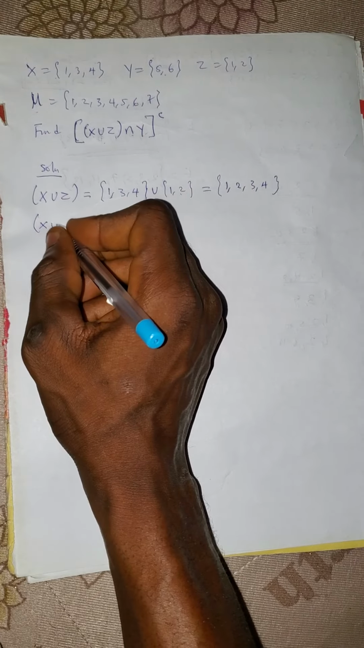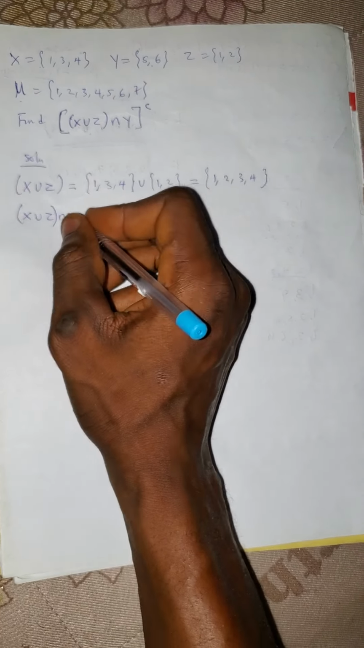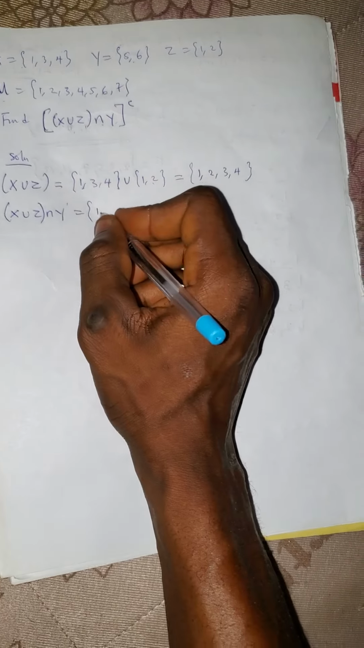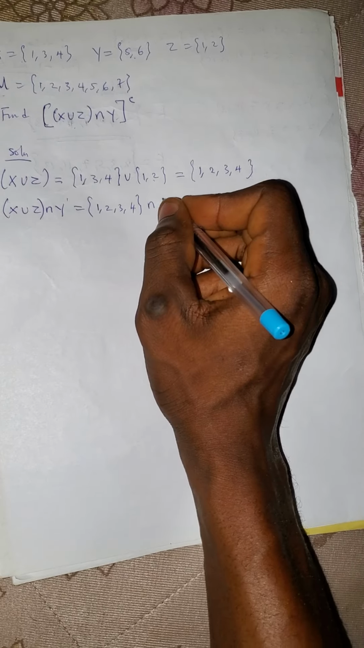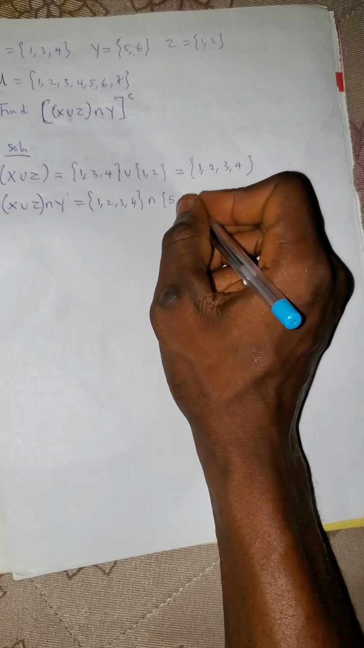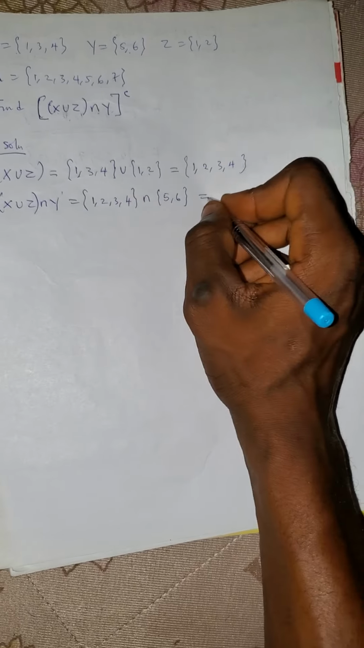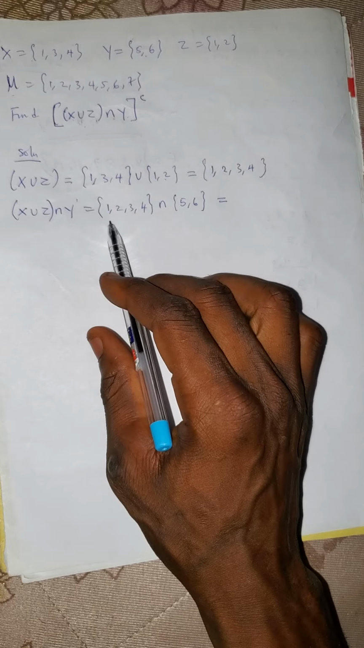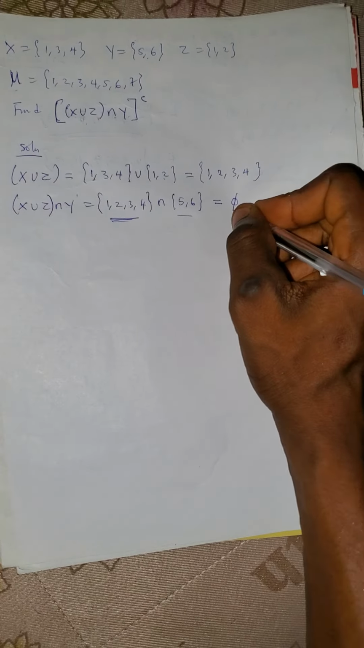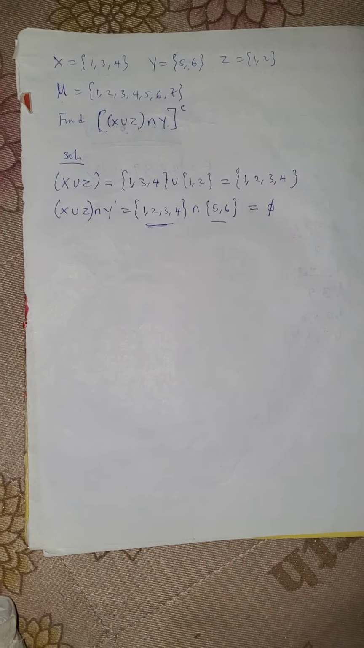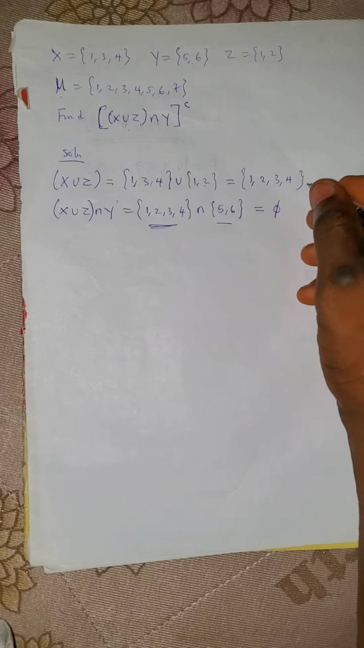Now what's X union Z intersection Y? What's our X union Z? X union Z is 1, 2, 3, 4. Intersection, what's our Y? Our Y is 5, 6. Now they said X union Z intersection Y. Intersection means what they have in common. And when I check through these two, they don't have anything in common. So the answer is empty set. X union Z intersection Y is empty set.